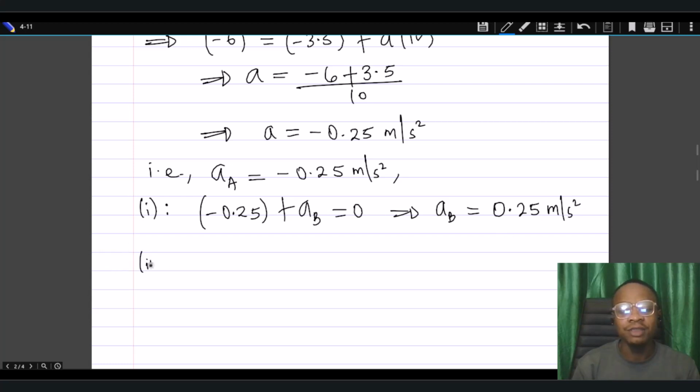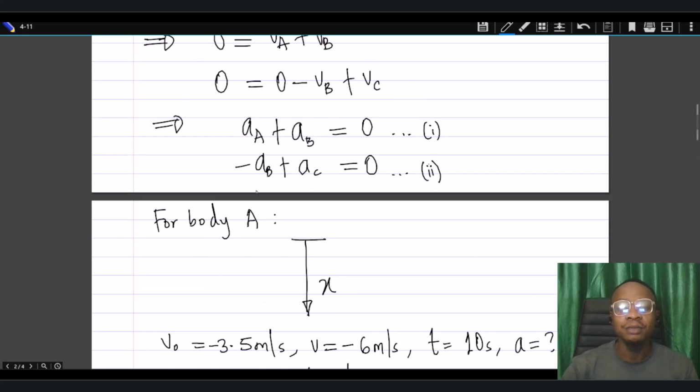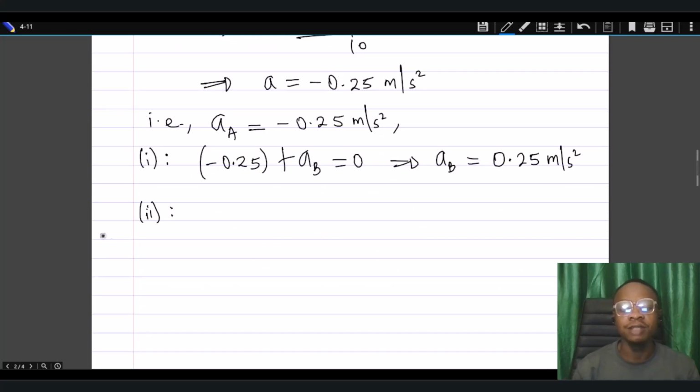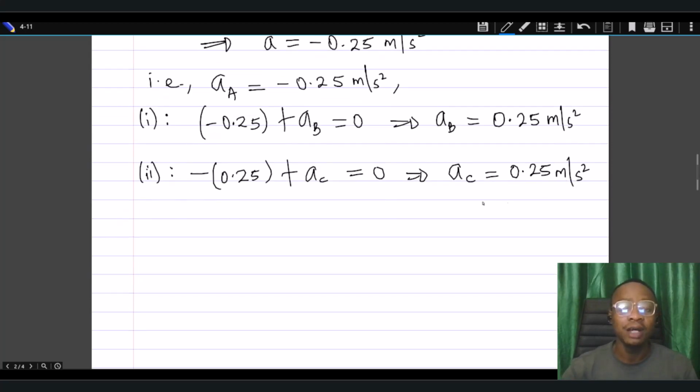And if we make use of equation 2, we will see that the acceleration of C will be equal to this. So we'll put all of those together. Negative of the acceleration of B, so that's minus 0.25 plus acceleration of C will be equal to 0. And from this, we have the acceleration of C to be equal to plus 0.25 meters per second squared. Yes, so with that, we are good to go.